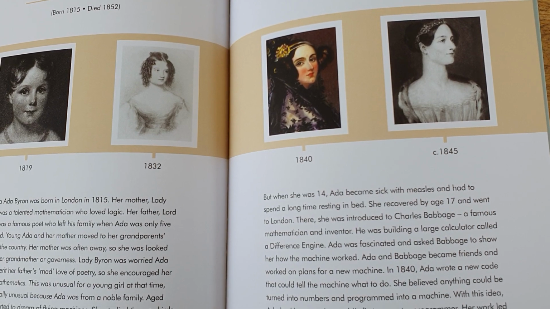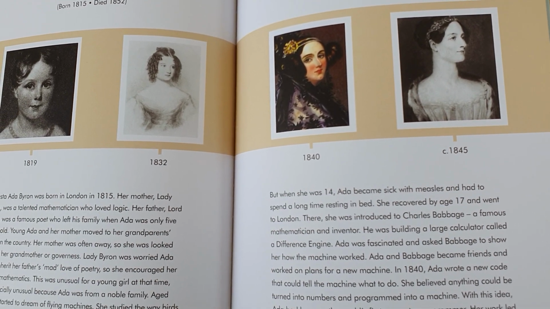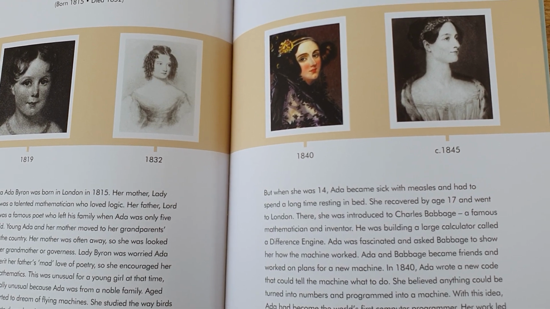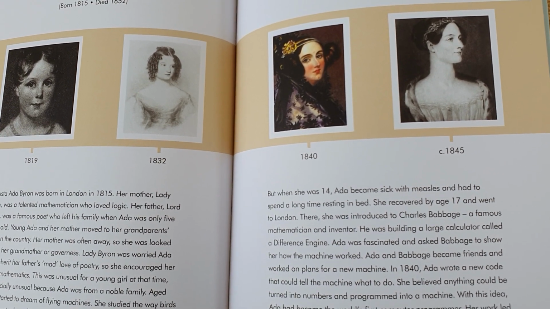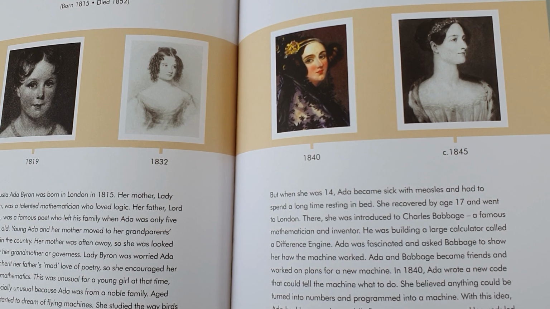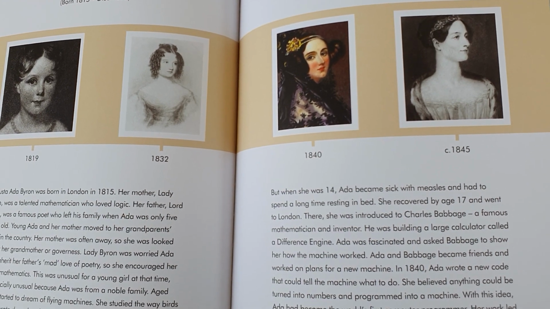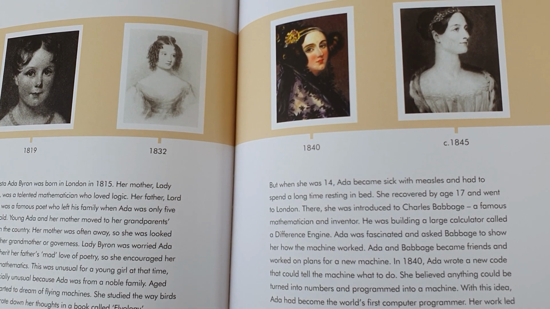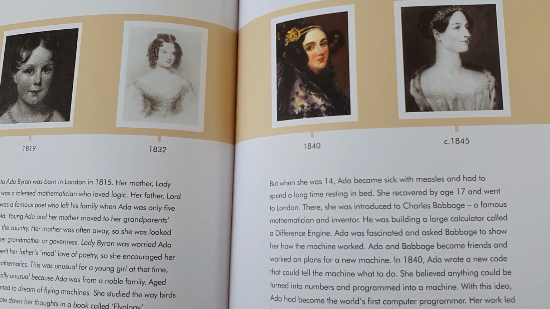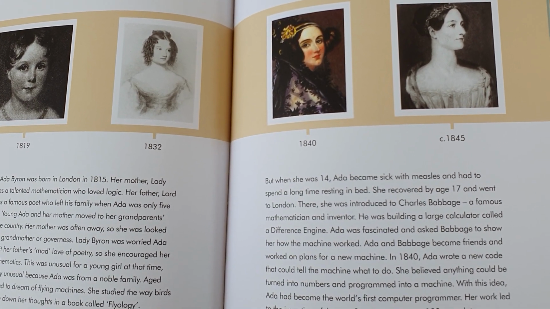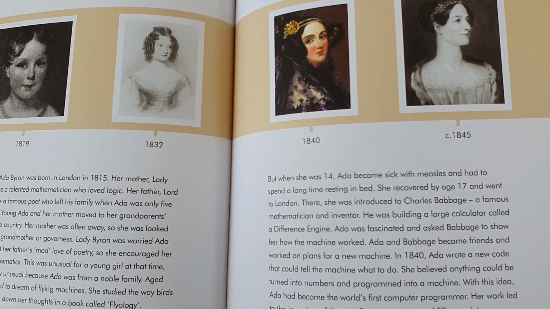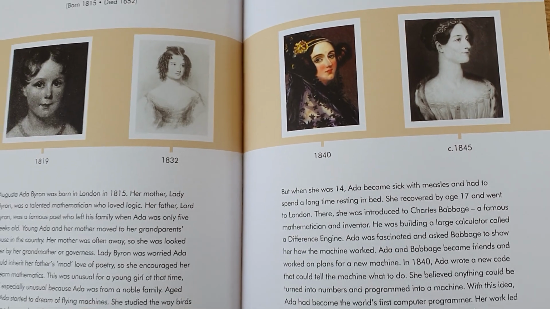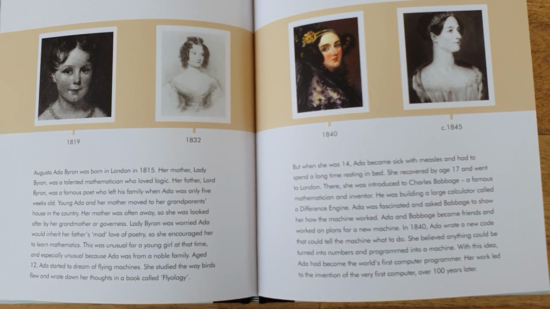Ada and Babbage became friends and worked on plans for a new machine. In 1840, Ada wrote a new code that could tell the machine what to do. She believed anything could be turned into numbers and programmed into a machine. With this idea, Ada had become the world's first computer programmer. Her work led to the invention of the very first computer over 100 years later.